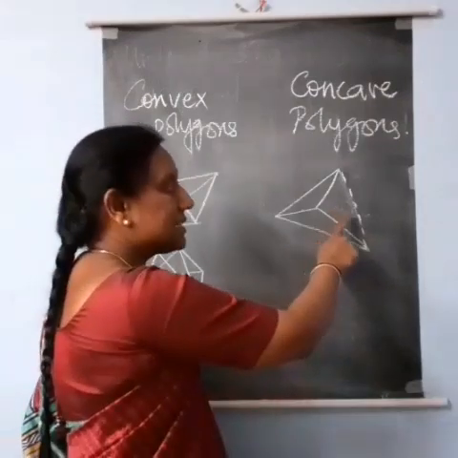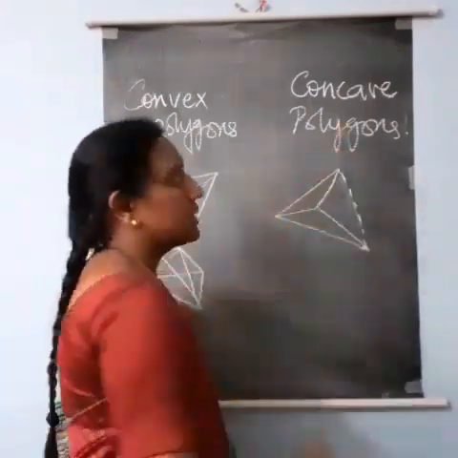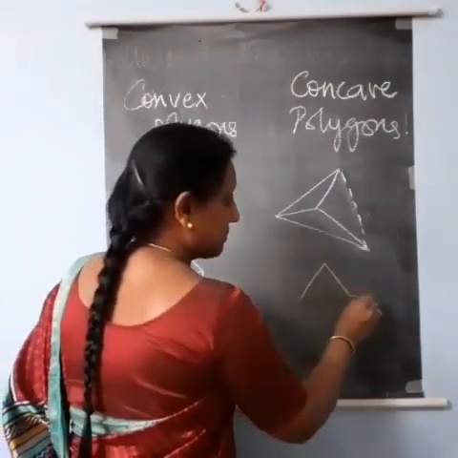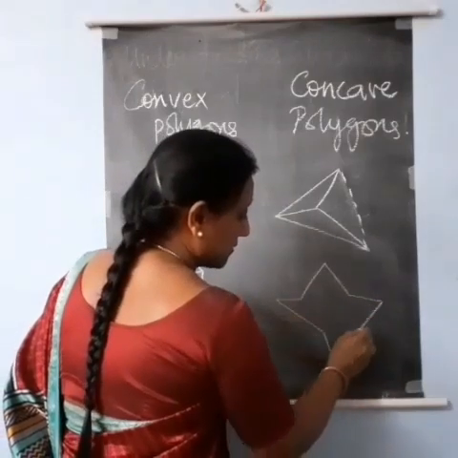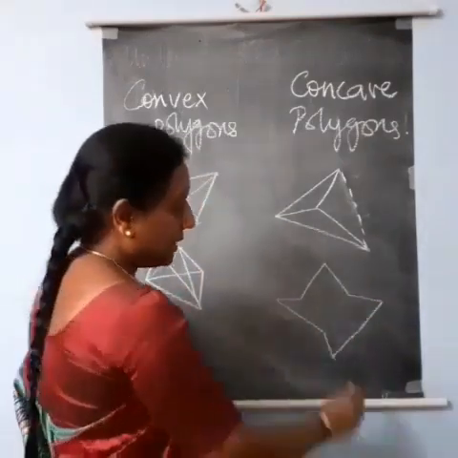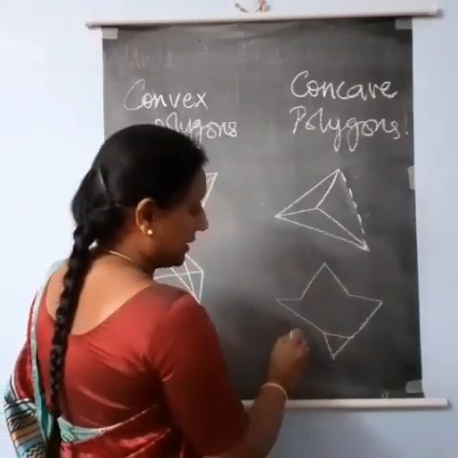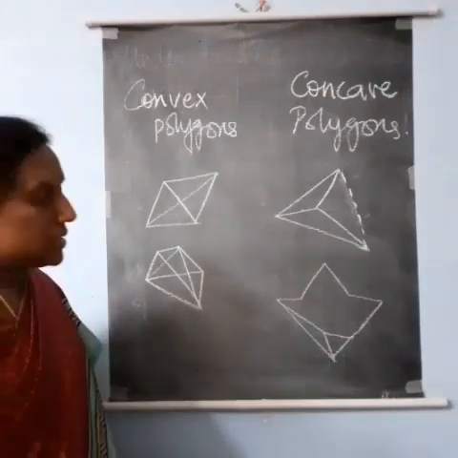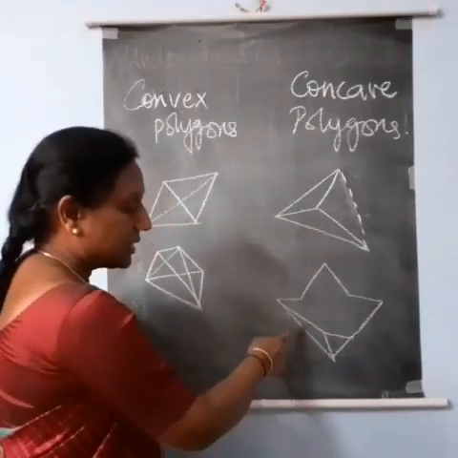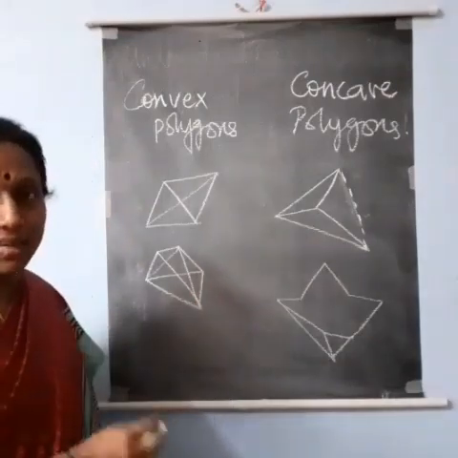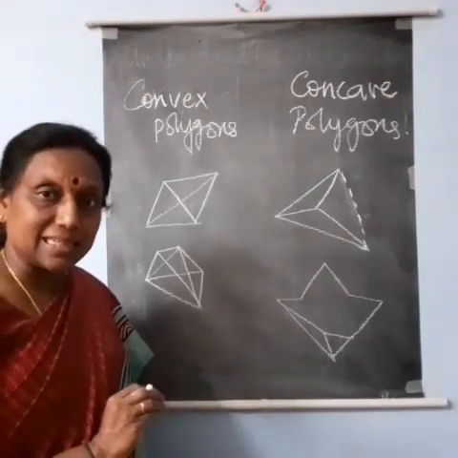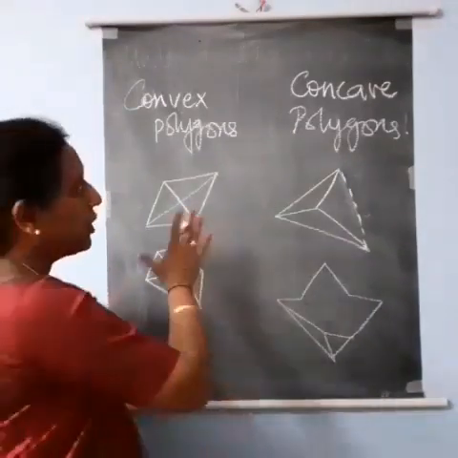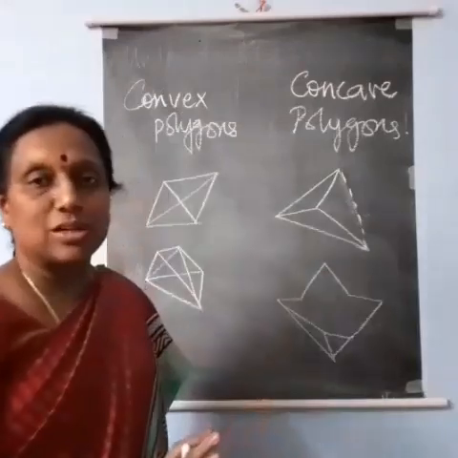So when the diagonals are not fully interior, we call them concave. Okay? So we can even have these star-shaped figures. Here also, these two will be one diagonal, means these two also will be a diagonal. It will be outside the figure. So when the diagonal is outside the figure, or when the diagonal lies in the exterior, it is called a concave polygon. So have you understood what are convex polygons and what are concave polygons?